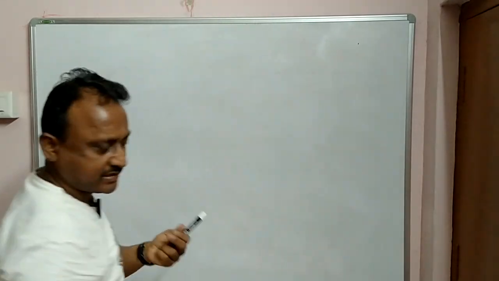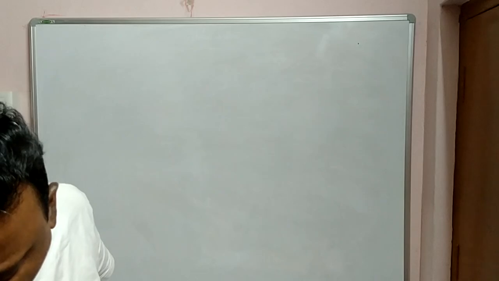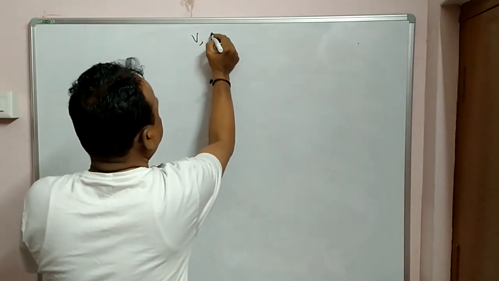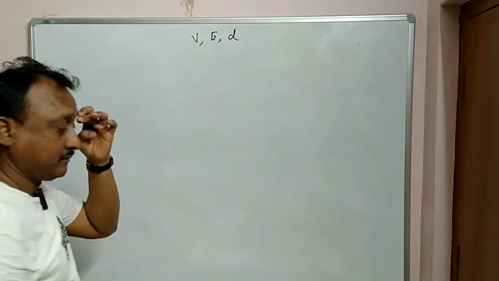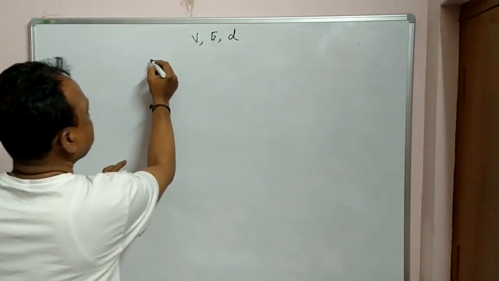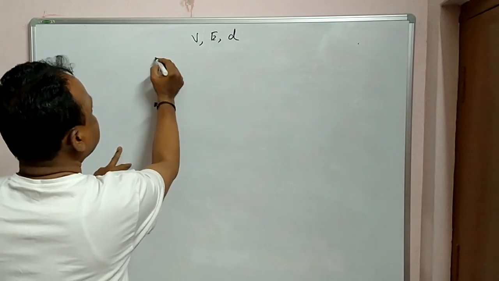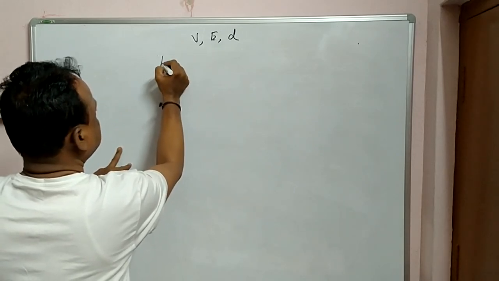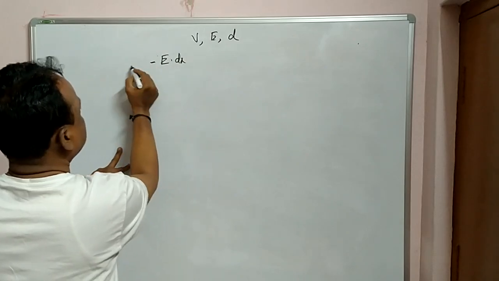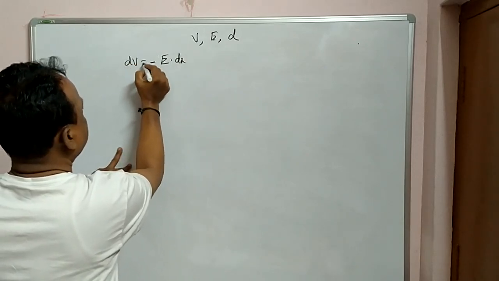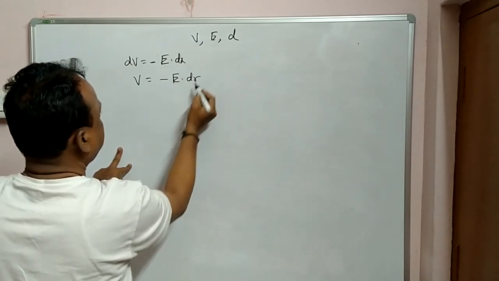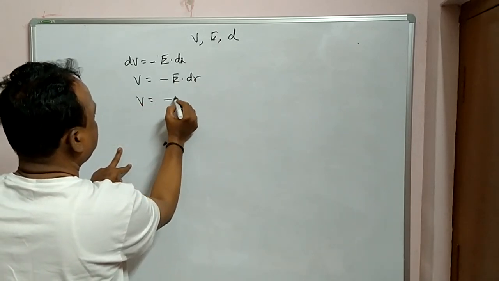And we have a relation, just now I told you. We have so many formulas for the relation between V, E and D. Out of that I will give some formulas. One is dV is equal to minus E into dx, or V is equal to minus E into dr.